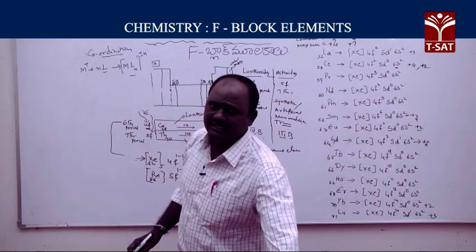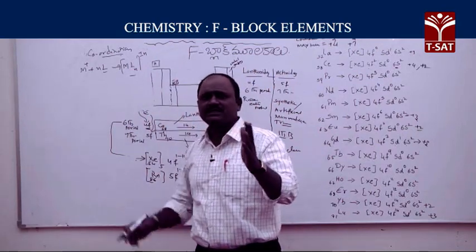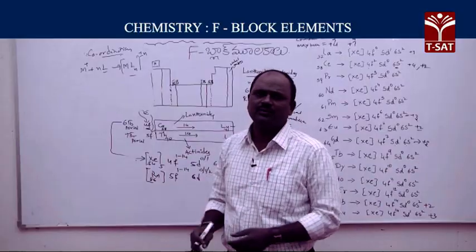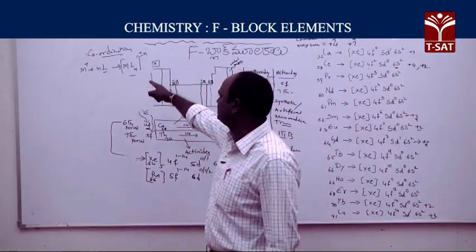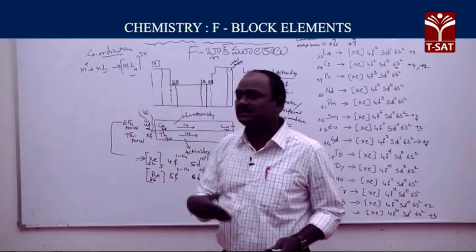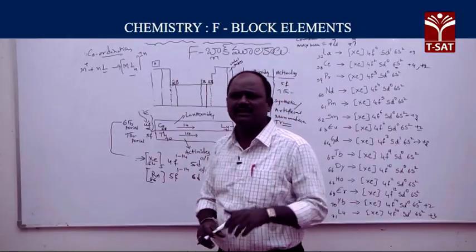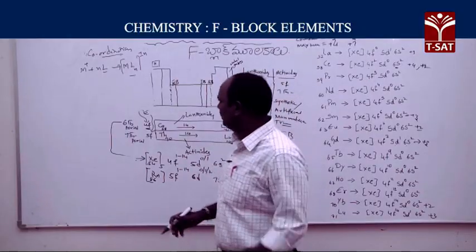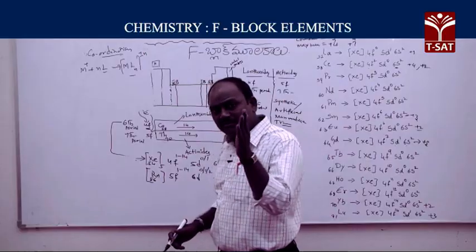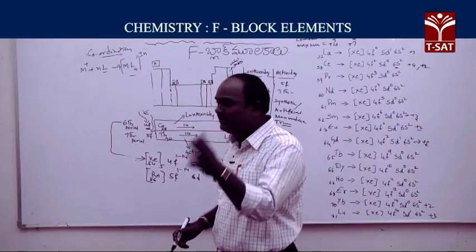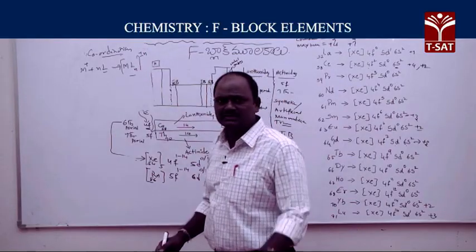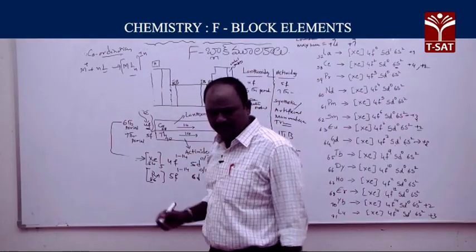In case of transition elements, they can form the maximum number of coordination complexes, whereas the coordination complexes of the f-block elements are very few. What is the reason why the inner transition elements do not form the maximum number of coordination complexes? We should know it here. That is the important one.